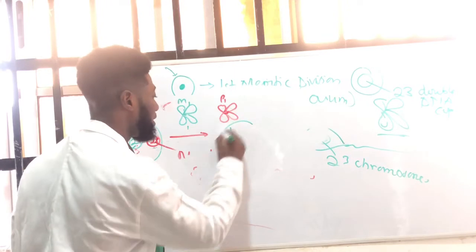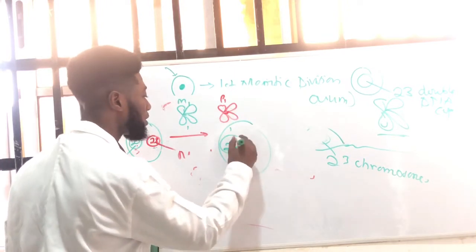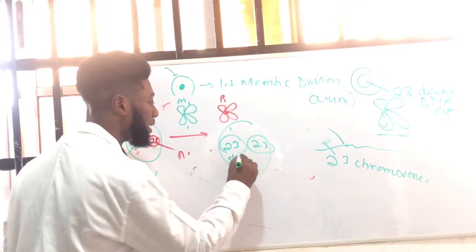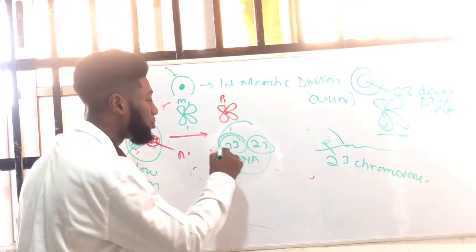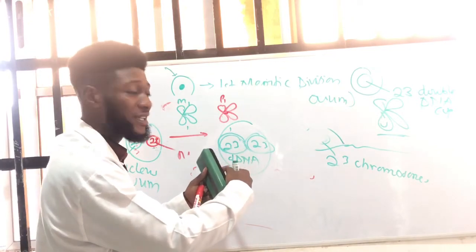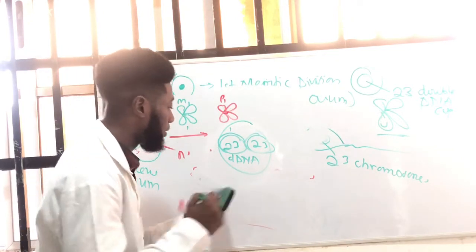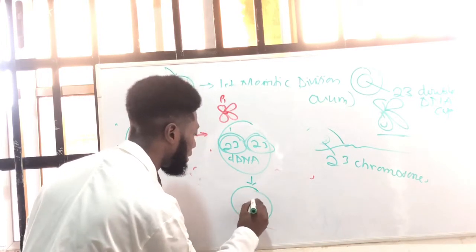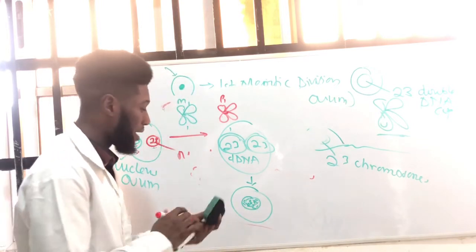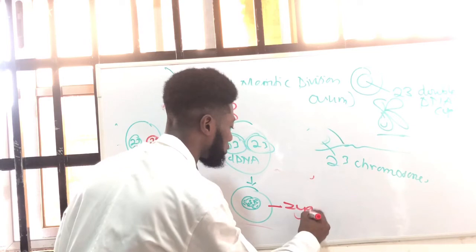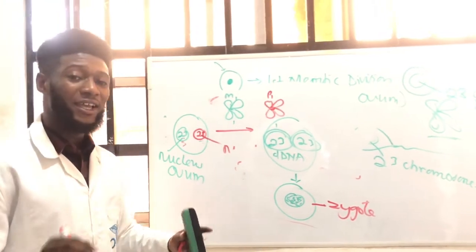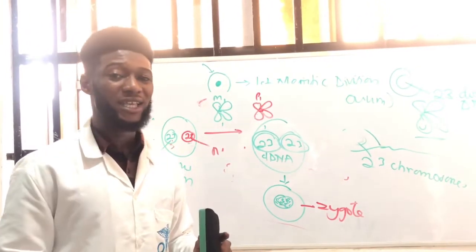So from here, we have this ovum with 23 chromosomes, but double DNA. It is a female pronucleus. Now this pronucleus will meet the male pronucleus, and the moment they fuse together, they mix their genetic material. Now that is what we call the zygote.